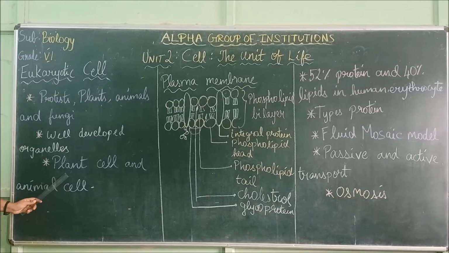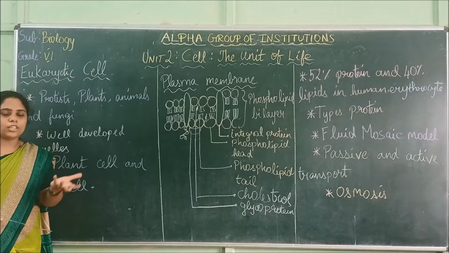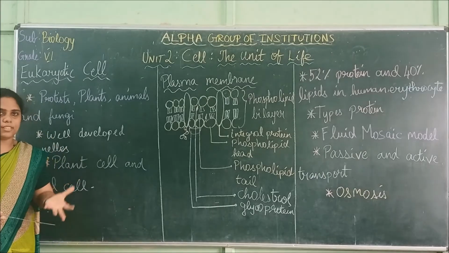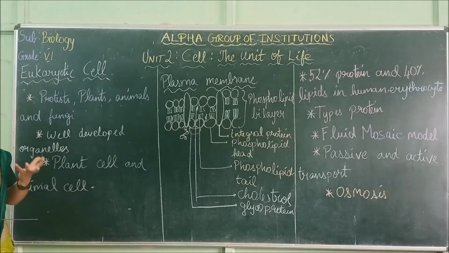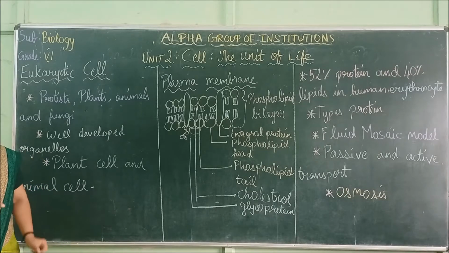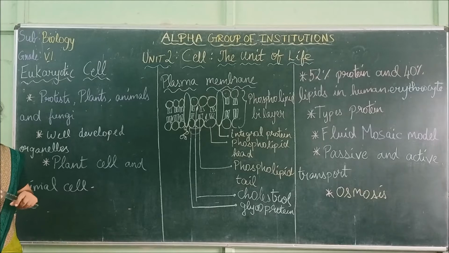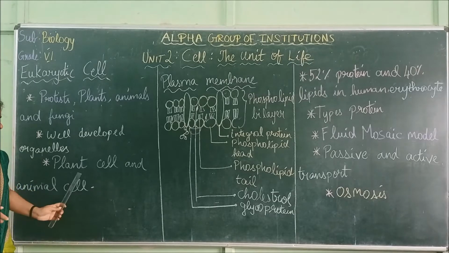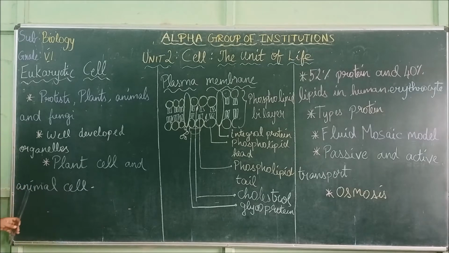Now let me tell you about plant cells. In plant cells, the vacuoles, the empty spaces, are huge and large, and a covering called the cell wall will be present. So this is about the plant cell.